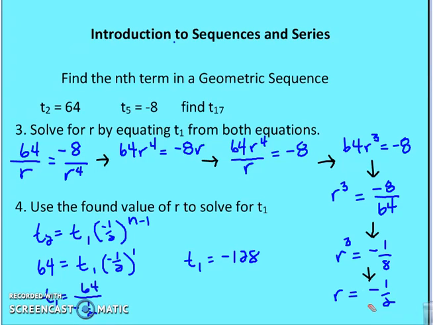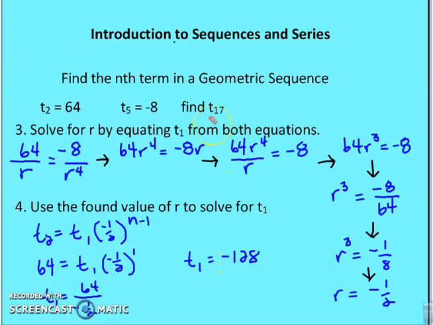All right, so now we have our value for r, and we can solve for t sub 1, taking the value for t sub 2, which is 64, is equal to t sub 1 times negative 1/2 to the 2 minus 1, which is going to be 1. Now we're going to solve for t sub 1. T sub 1 ends up being 64 divided by negative 1/2, or t sub 1 is equal to negative 128.